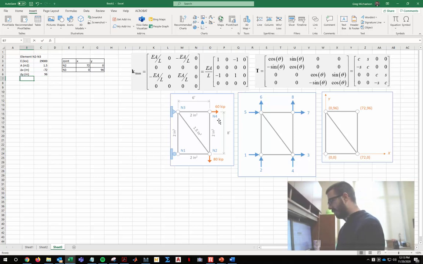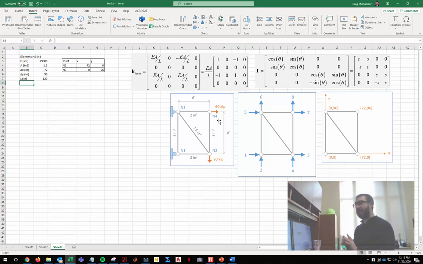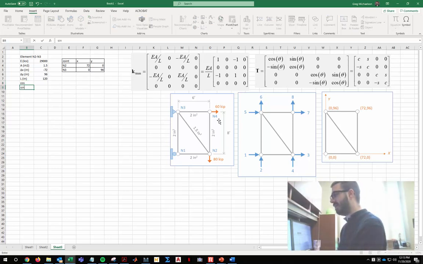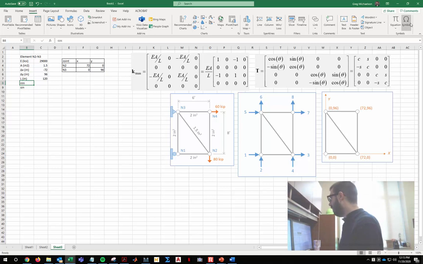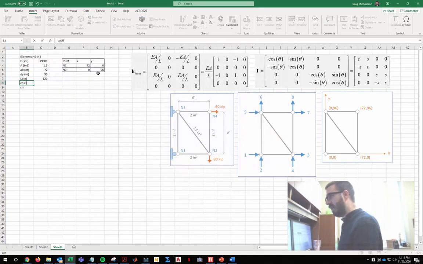So in order to compute the length, we can take the square root of that squared plus that squared. And so it's 120 inches. Again, note that all of the distances and the lengths are in inches. You've got to be consistent on your units. And then in terms of computing the cosine and the sine, maybe I'll insert theta there.